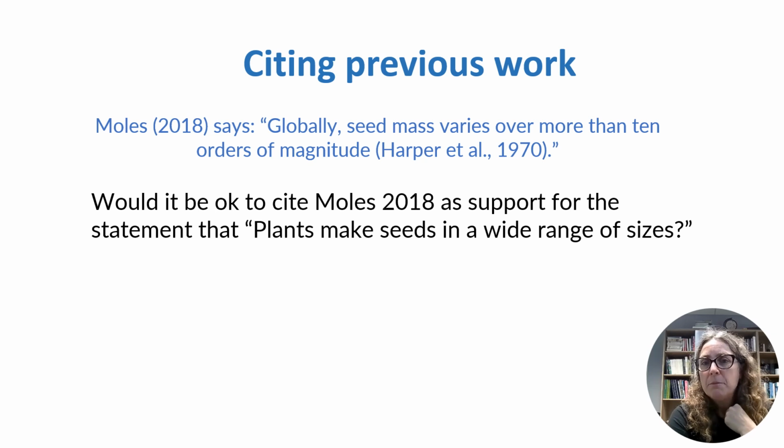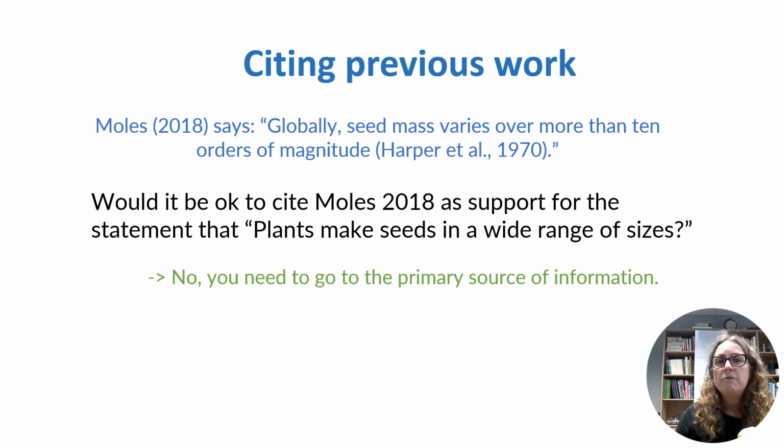Right. So having read that, would it be okay for me to cite Moles 2018 as support for the statement that plants make seeds in a wide range of sizes? My paper said it, right? No, I can't be cited for that because Moles 2018 doesn't actually provide any evidence that plants make seeds in a wide range of sizes. All Moles does is cite Harper for that. So what you need to do is go to Harper's paper.